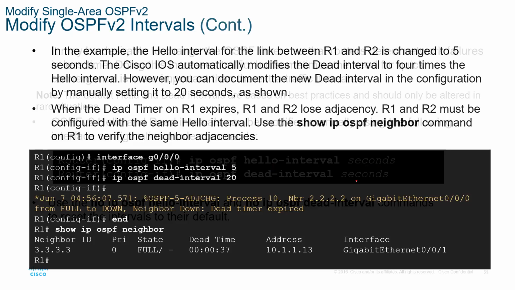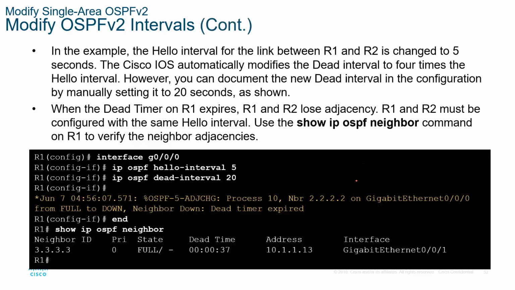Look at this example. I am on router 1, so I enter interface G0/0/0, and then I do ip ospf hello-interval and put the value as 5. Then for the dead interval, 5 times 4 is what? 20. So I put it as 20.